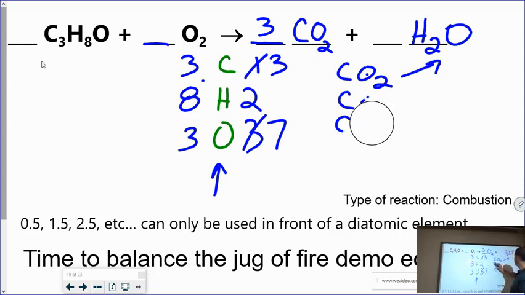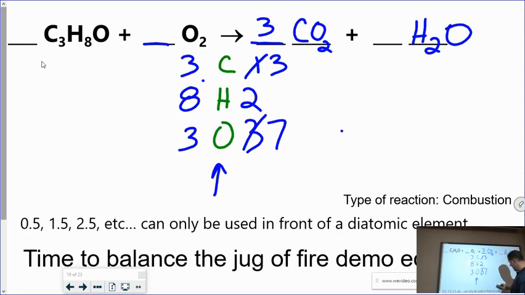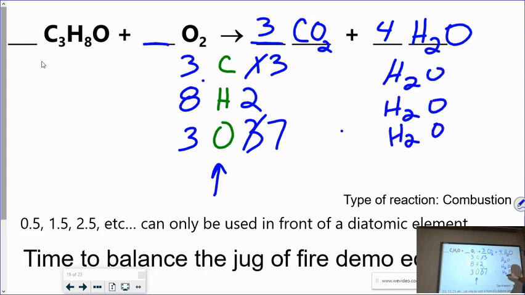I'm going to clean this up a little bit. My hydrogens are not balanced. So how do I get 8 hydrogens over here on the product side? Well, if I put a 4 there, that's like going H2O, H2O, H2O, H2O. I now have 8 hydrogens.